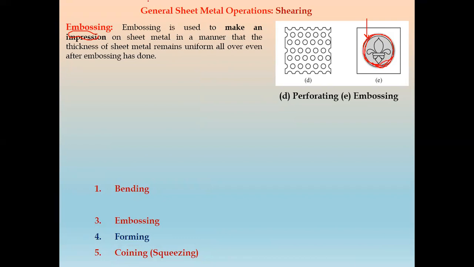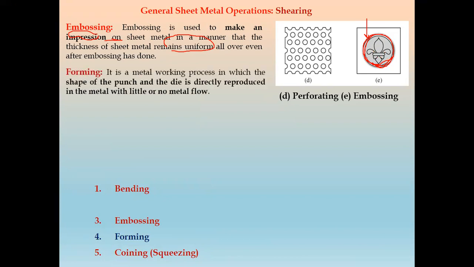So embossing is used to make an impression on the sheet metal in a manner that the thickness of the sheet metal remains uniform all over, even after embossing is done. So the thickness does not change. After embossing, the thickness is the same. So that is called embossing.